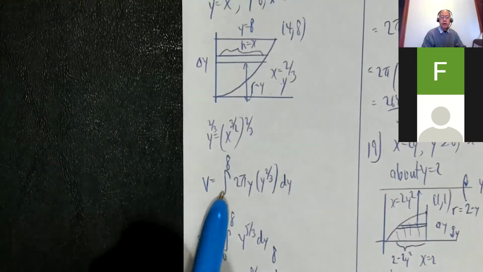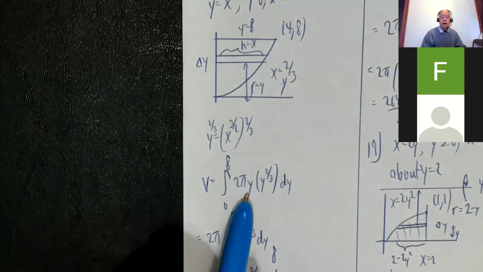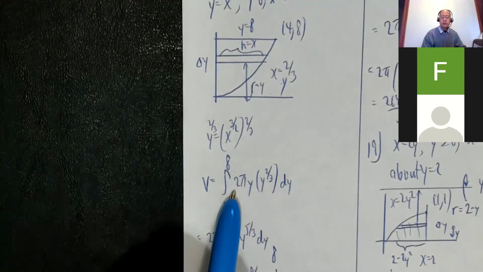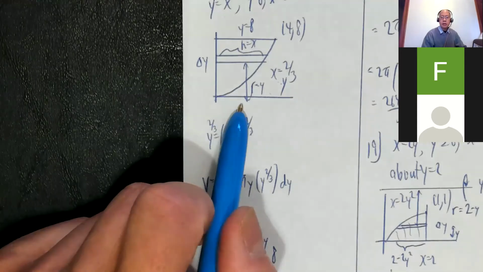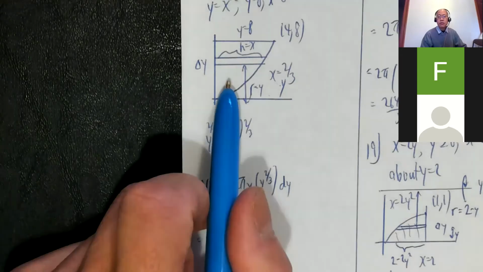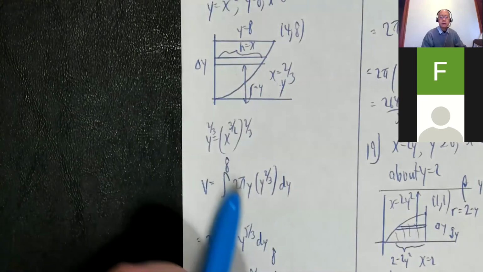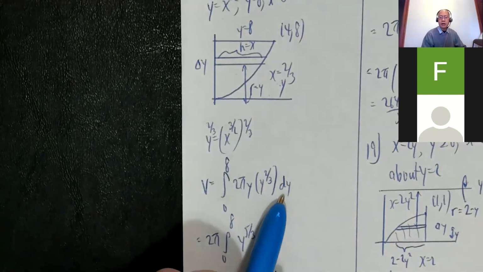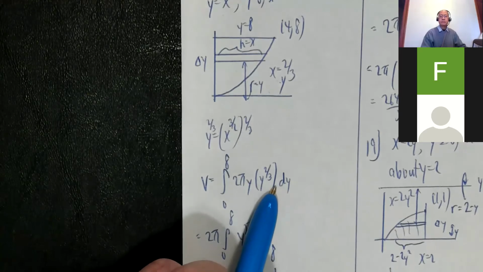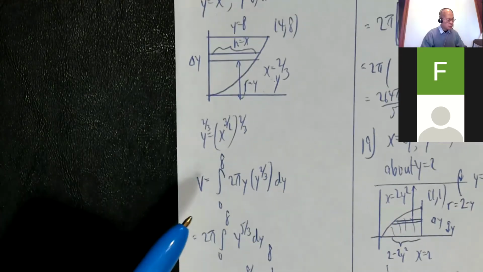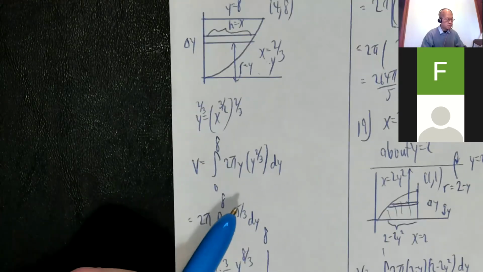So here we go. 2 pi r h. Circumference 2 pi r. Radius is r. Times the height, y to the 2/3. Times the thickness dy. So that's what I have for this one.